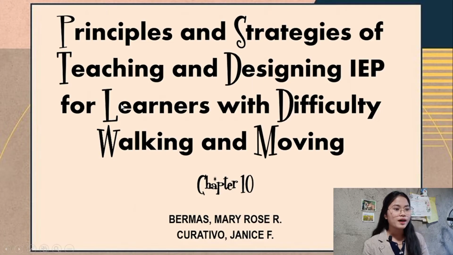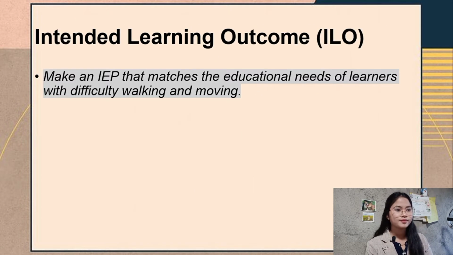Today we are going to talk about the principles and strategies of teaching and designing IEP for learners with difficulty walking and moving. Let us first state the intended learning outcome of this chapter. We are going to tackle Chapter 10. So here is the intended learning outcome. The intended learning outcome of this chapter is to make an IEP that matches the educational needs of learners with difficulty walking and moving.